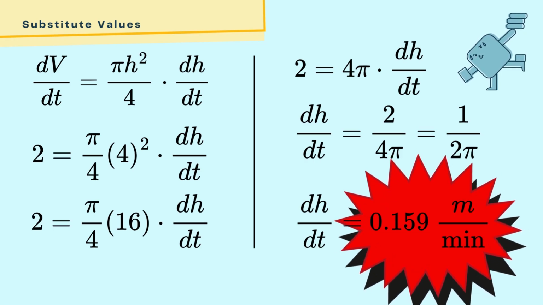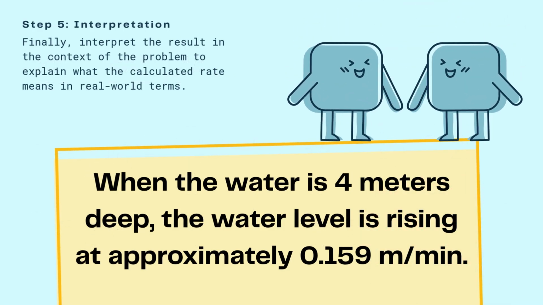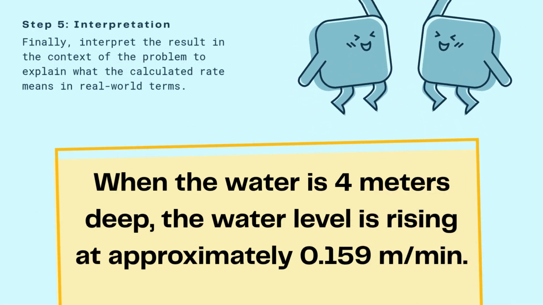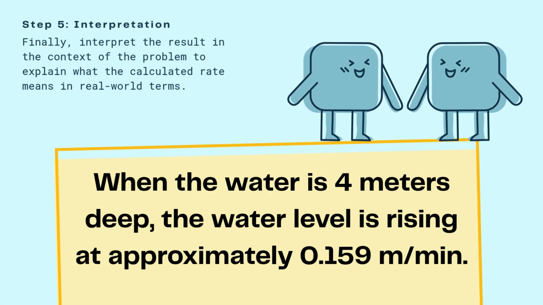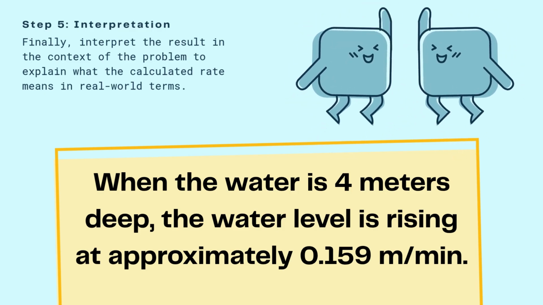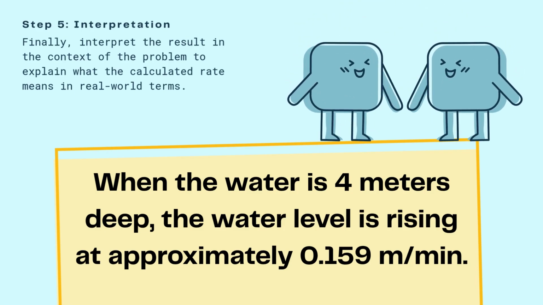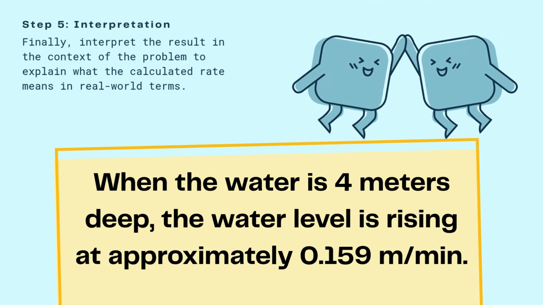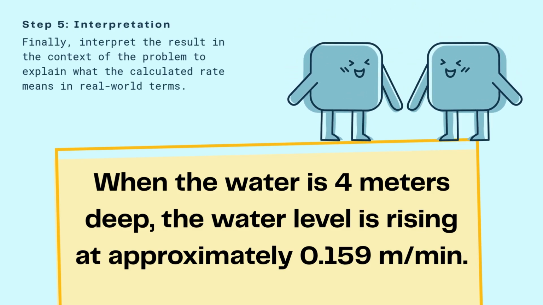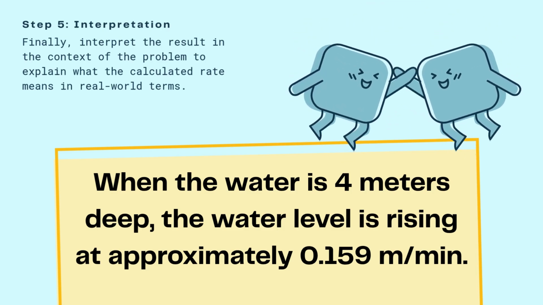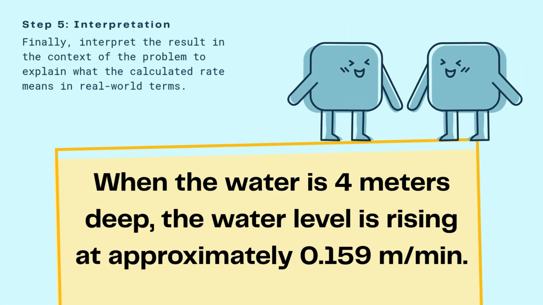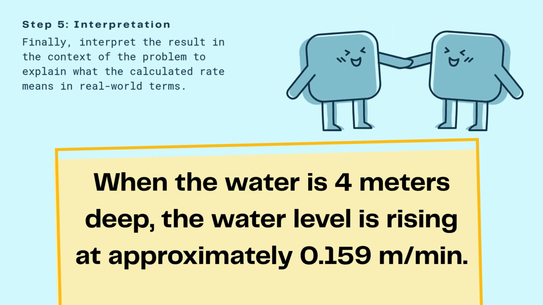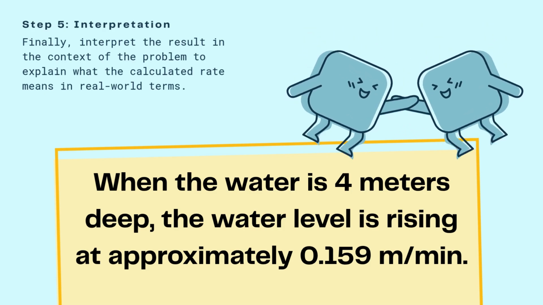Finally, we are going to interpret the values. The result in the context of the problem to explain what the calculated rate means in real world terms. From the calculation that we've done previously, we can conclude that when the water is at 4 meters deep, the water level is rising at a rate of approximately 0.159 meters per minute.